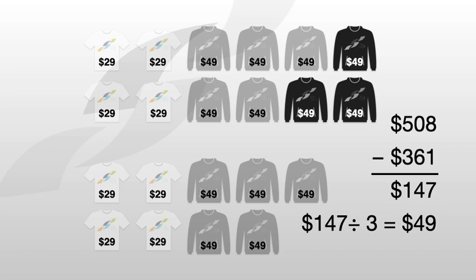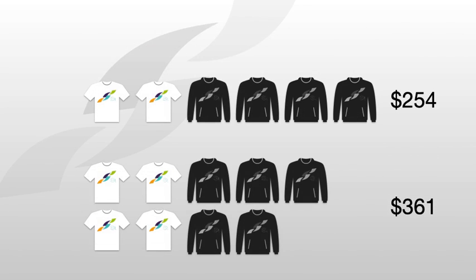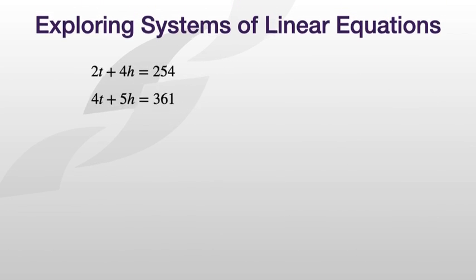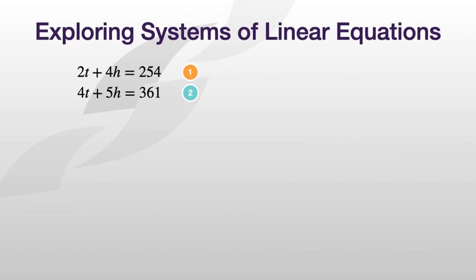How might we use variables and equations to show this strategy? Getting back to the beginning, the system can be modeled by the equations 2t plus 4h equals 254 and 4t plus 5h equals 361. T represents the price of t-shirts and H stands for the price of hoodies. Recall earlier that we doubled each quantity in the first equation. This creates an alternative for equation 1 in which the coefficient of t matches that in equation 2.